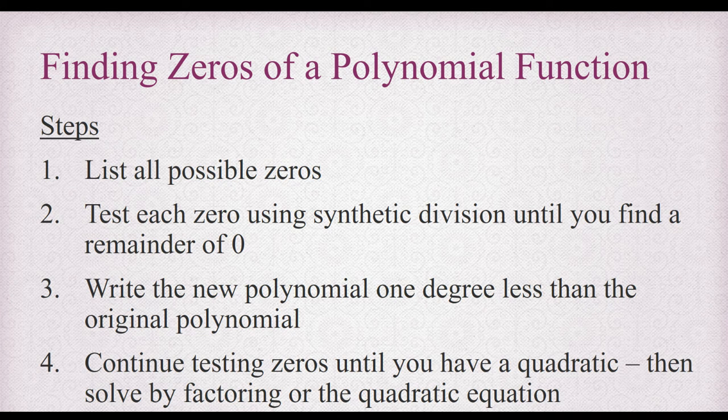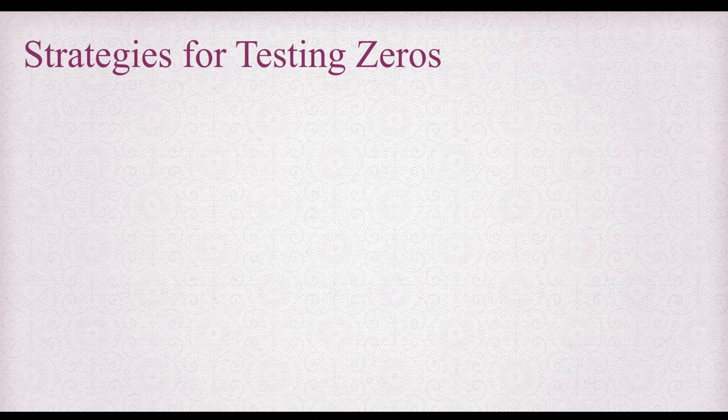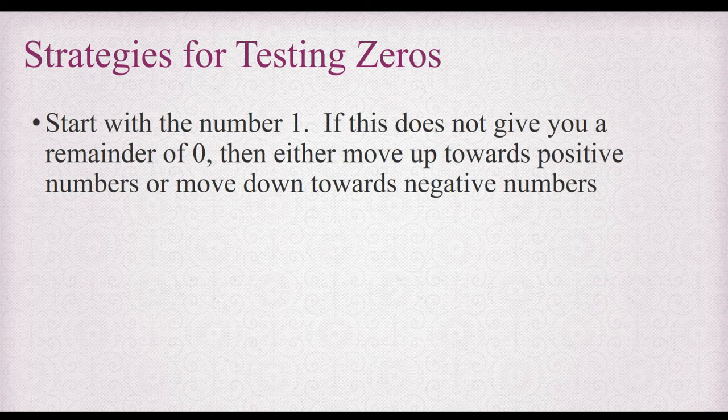We will then continue testing zeros until we can get down to a quadratic, so till we can get to an x squared term. Because once we get to x squared, we're going to be solving either by factoring, if it's factorable, or if it's not factorable, we'll use the quadratic formula to get the rest of our solutions. Let's talk about strategies, because we could potentially list 20 different possible rational zeros. There's no way we're going to want to test all 20 of those numbers. So let's look at some strategies.